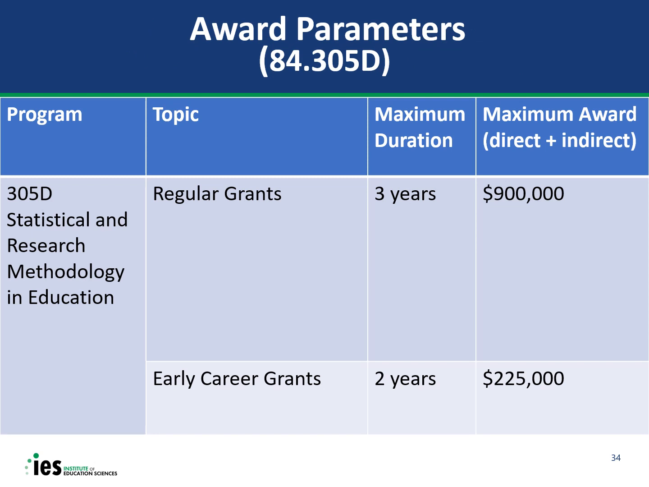These are the award parameters for the Statistical and Research Methodology in Education grants. For regular grants, there is a maximum duration of 3 years and the maximum award amount of $900,000. For early career grants, there is a maximum duration of 2 years and a maximum award amount of $225,000. Applicants to the early career grants topic must have received their doctorate on or after April 1st, 2015.